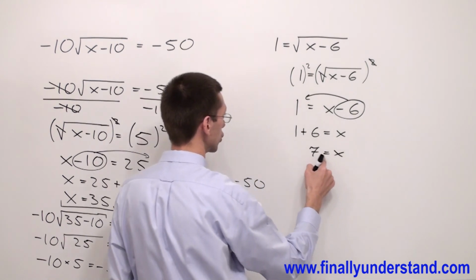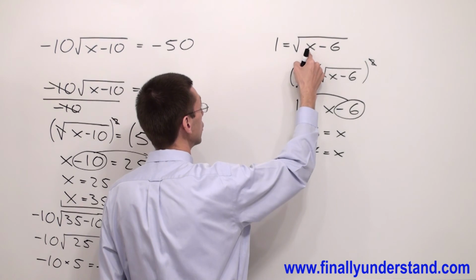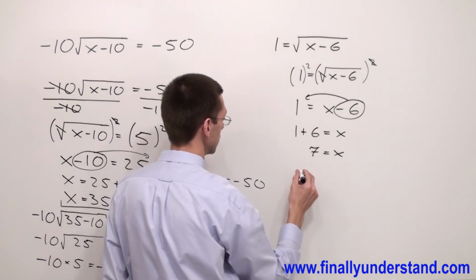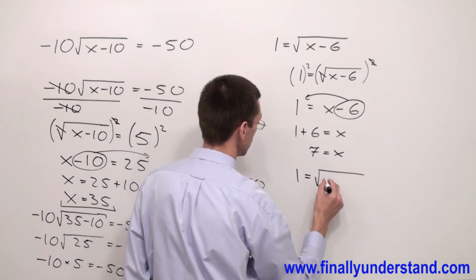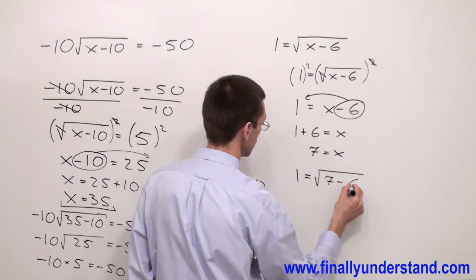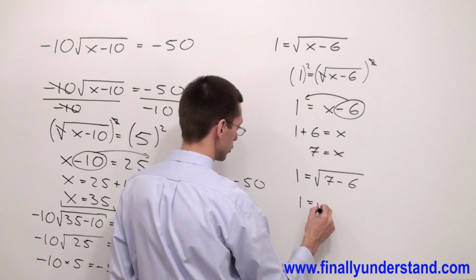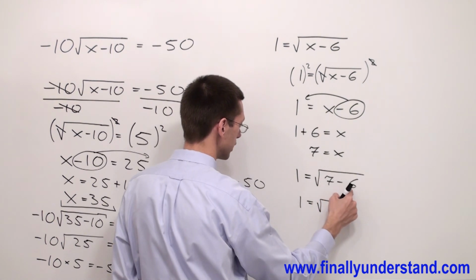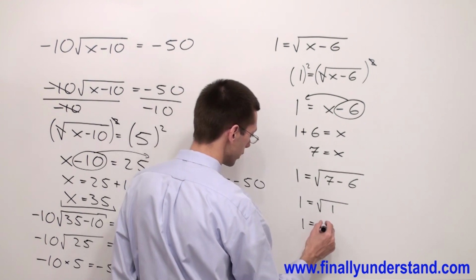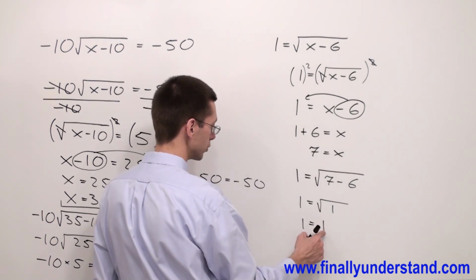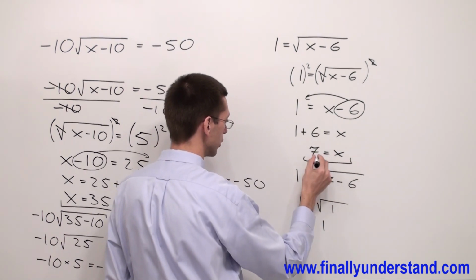Let's check if this is the correct answer. I'm going to replace the x in my original equation by 7. So I have 1 equals square root of 7 minus 6. 7 minus 6 is equal to 1. 1 is equal to the square root of 1, which is always 1. The left side is equal to the right side. That's why the answer to my problem is x equals 7.